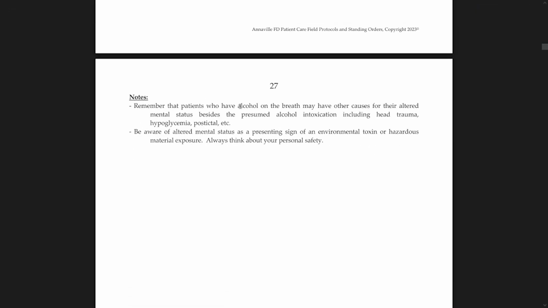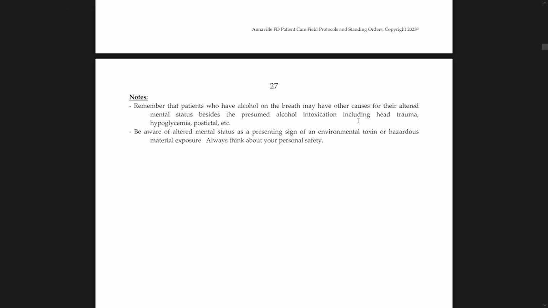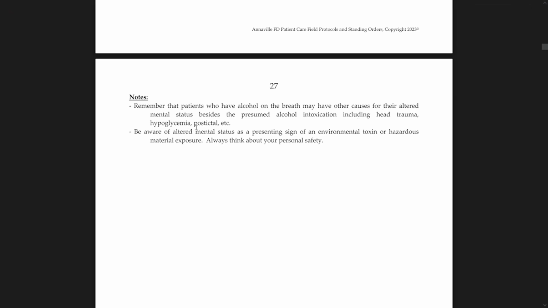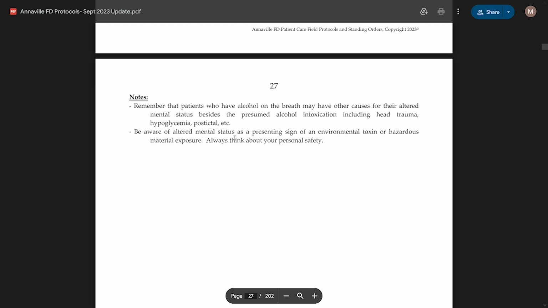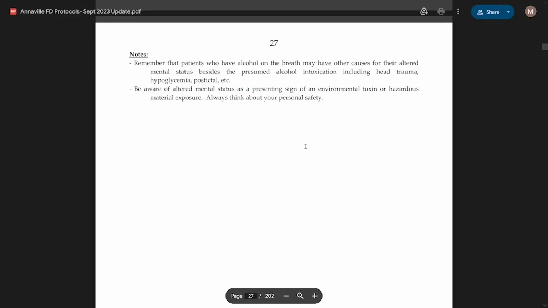Remember that patients who have alcohol on their breath may have other reasons causing the altered mental status besides the presumed alcohol intoxication, including head trauma, hypoglycemia, or being postictal, like the differential diagnosis we described. Be aware of an altered mental status as a presenting sign of an environmental toxin or hazardous material exposure. Always think about your personal safety as well as others.